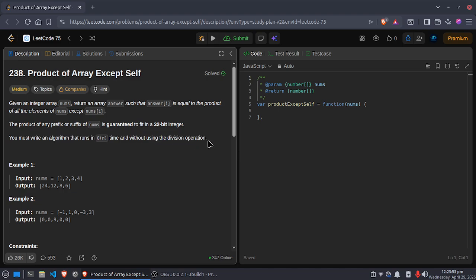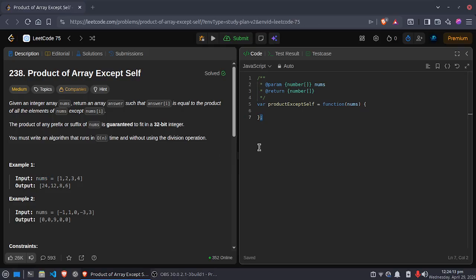So basically we are given an integer array called nums, and we need to return an array answer such that answer of i should be equal to the product of all the elements of nums except nums of i. That means for every index we multiply all other elements except the current one.